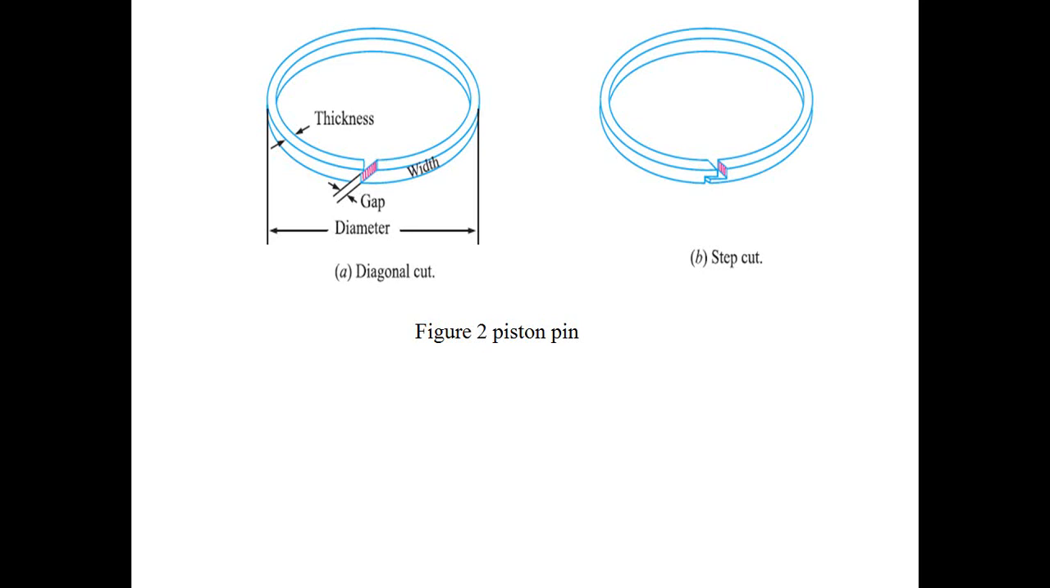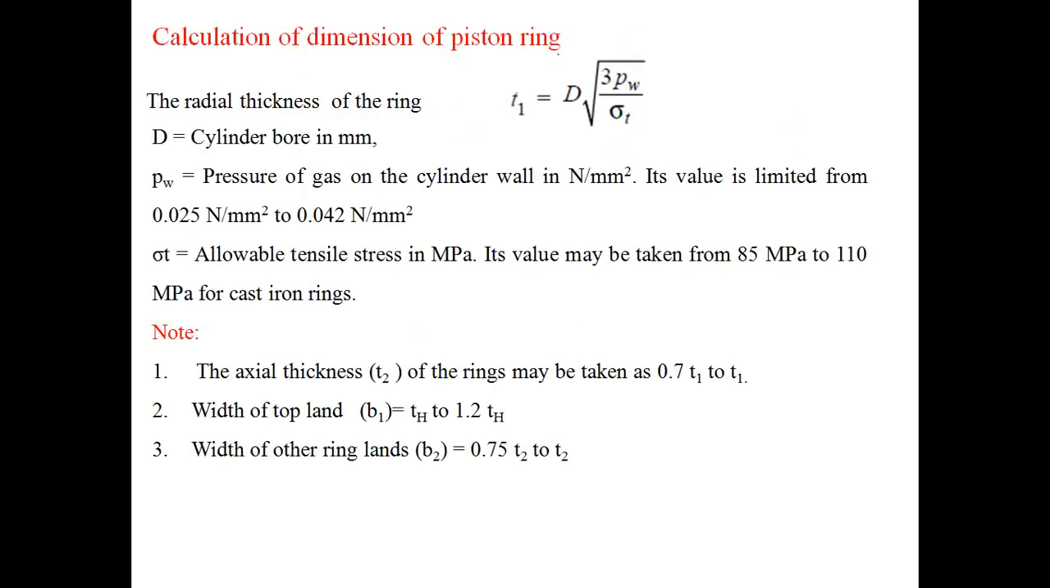There are two different kinds of piston ring cuts which are used. One is the diagonal cut and second is the step cut. Calculation of dimension of the piston ring. Dimensions of piston ring can be calculated by using the relation T1 is equal to D root of 3 Pw divided by sigma t, where D is the cylinder or bore diameter and Pw is the pressure of gas on the cylinder wall in Newton per mm square.